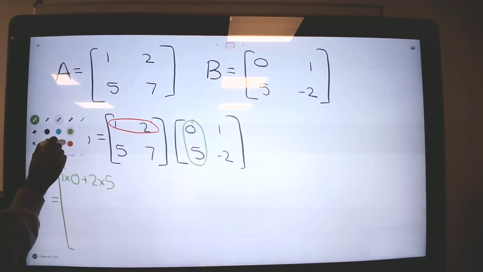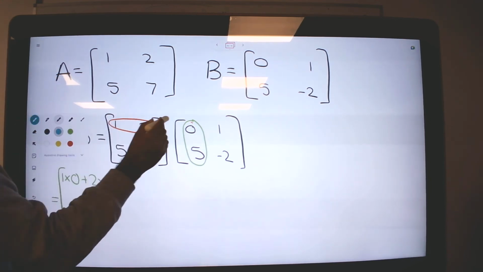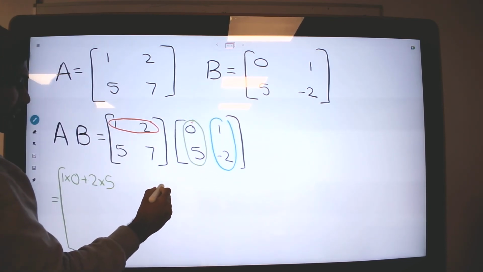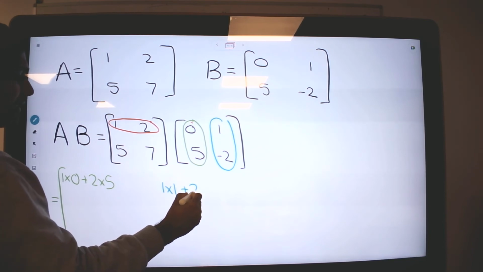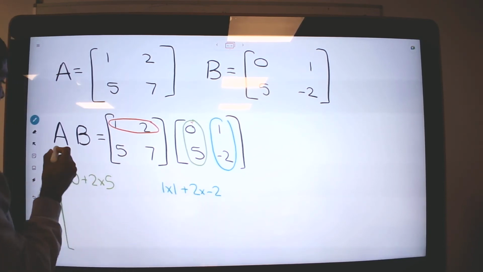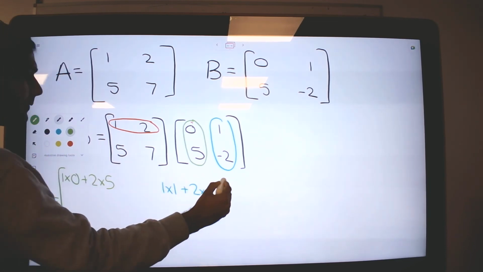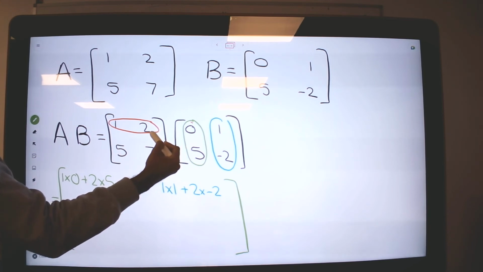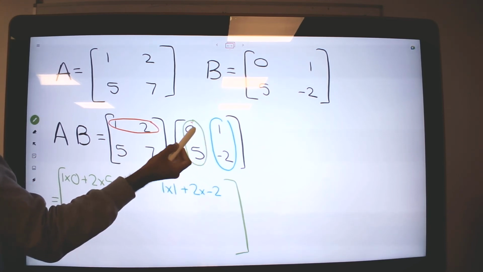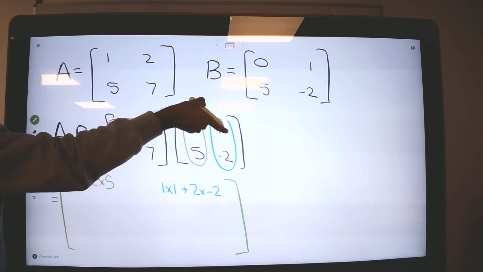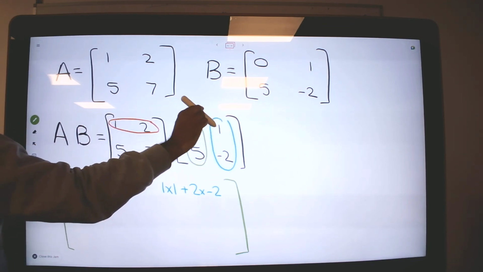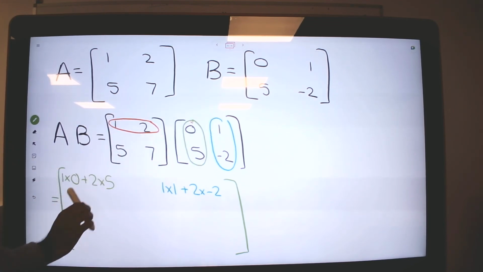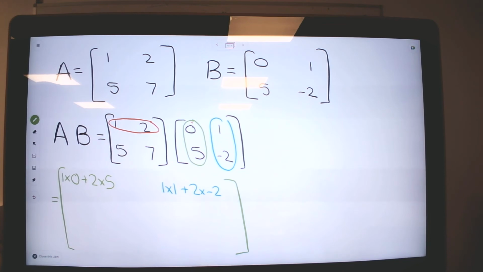Let me use this color. Now I'm multiplying the red and that one. So that's 1 times 1 plus 2 times minus 2. So I did 1 times 1 and 2 times minus 2. So that thing multiplies like that.